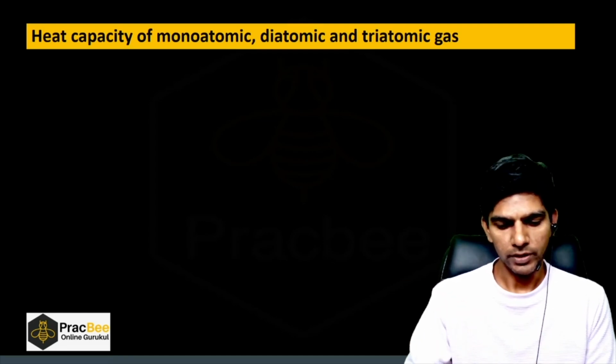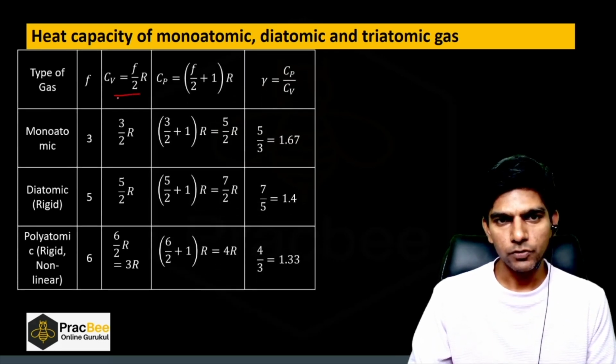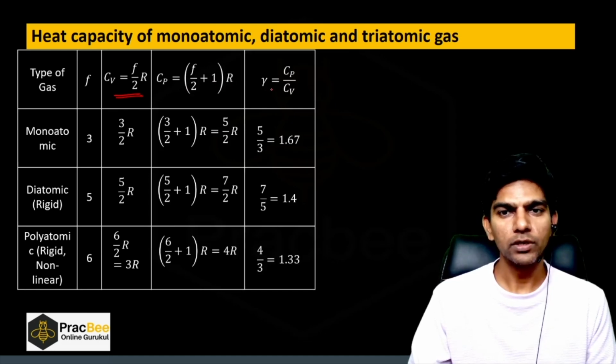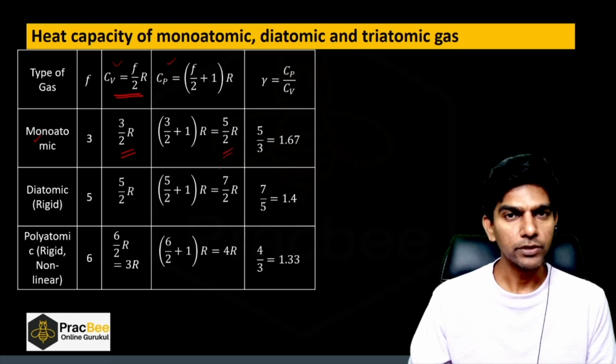Now let us see for different types of gases, what are the values of Cp, Cv and the value of gamma. So Cv is given by this formula f by 2 R, Cp is f by 2 plus 1 times R, and the gamma value is nothing but the ratio of these two molar heat capacities, Cp by Cv. Now for monatomic gas, Cv value is 3 by 2 R and Cp value is 5 by 2 R. The ratio will be 5 by 3, which is 1.67.